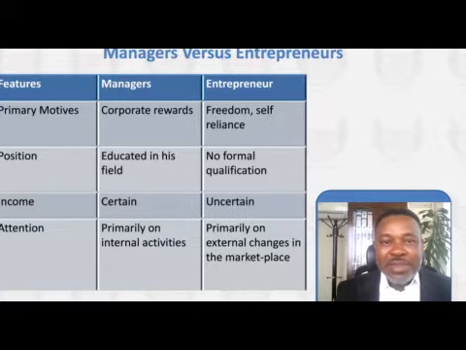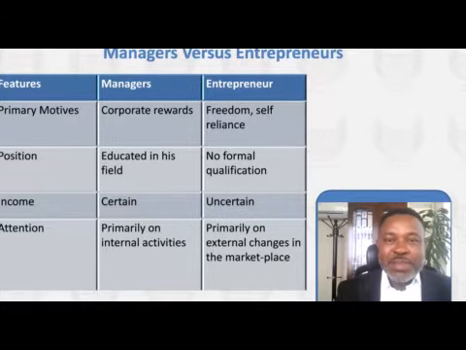The primary motive or driving force of a manager is corporate reward, such as salary, bonuses, and other perquisites attached to his position as a manager. An entrepreneur is driven by freedom, the freedom to choose his goals and actions. He is also driven by the fact that he is self-reliant. Whatever he achieves is as a result of his efforts and sweat.